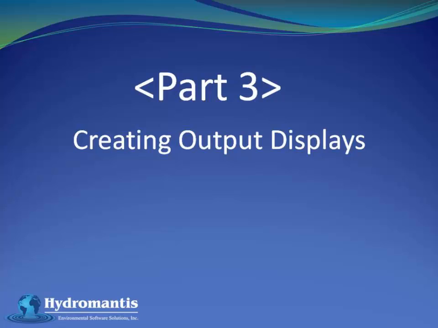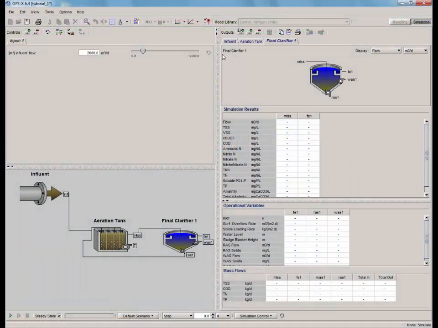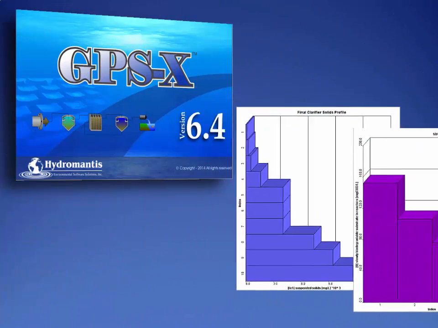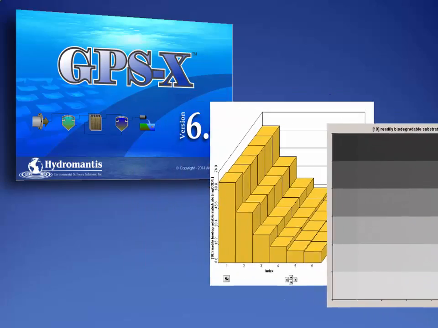Creating output displays. At this point, the plant model has been prepared and an interactive input control has been created. The next step is to create output displays to observe the results of a simulation. GPSX provides 8 different types of output displays.